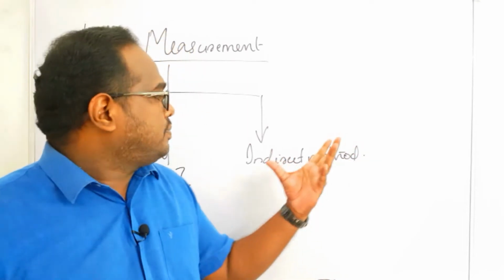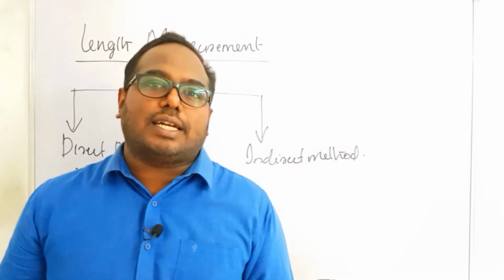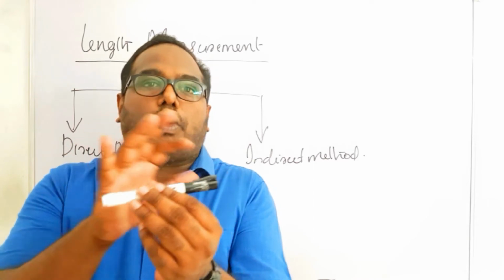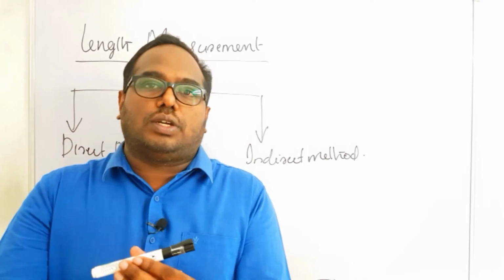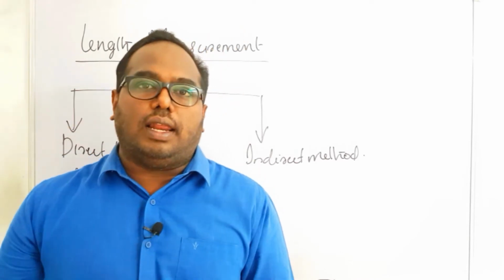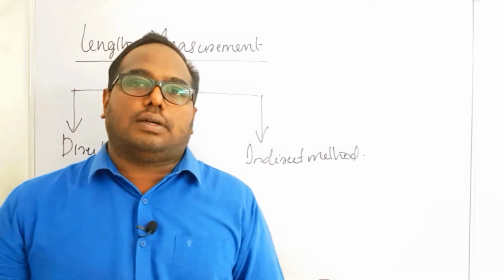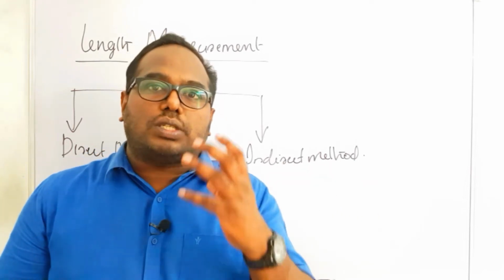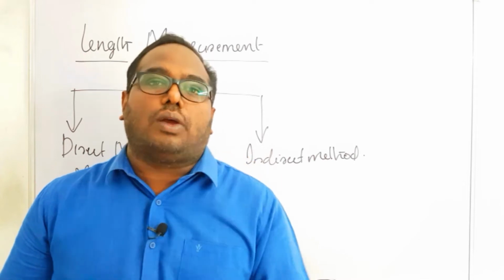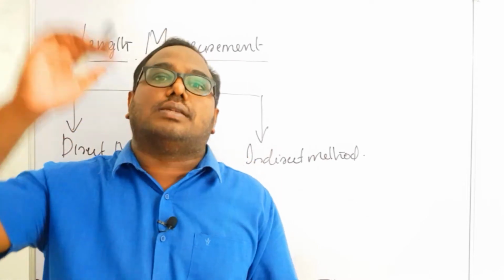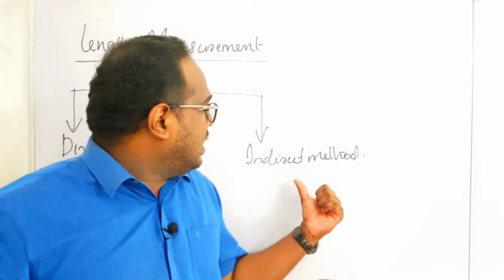Okay, so what is indirect method? Indirect method is if any one of these points is not in our range, we cannot reach those points conveniently, we use indirect method. What actually we are doing is we use our logic and some mathematical calculation to estimate that distance. That is indirect method.